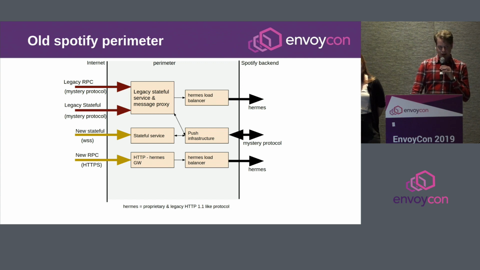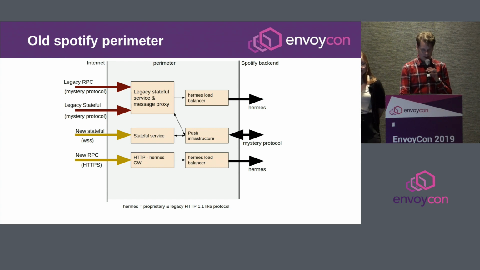Right now, or rather half a year ago, the perimeter looked like this. So we're slowly but surely moving away from the legacy stuff on the Ingress side to more standard protocols like WebSockets and HTTP. And then we have a gateway that translates between Hermes and HTTP, so that we can decouple the backend migration from the client migration.